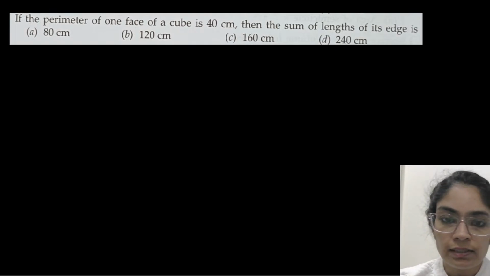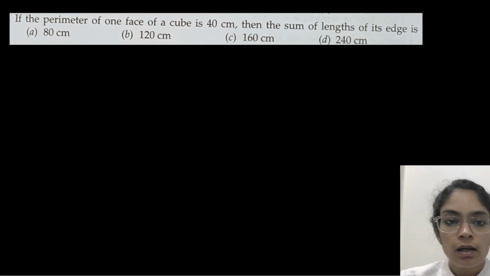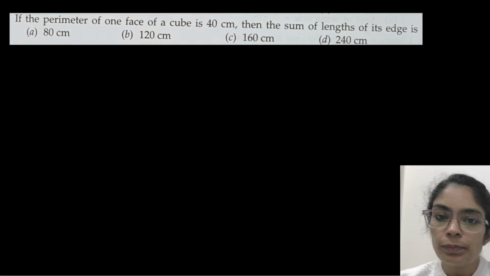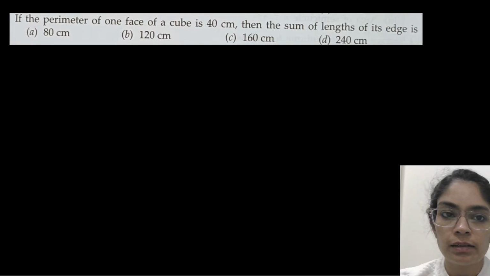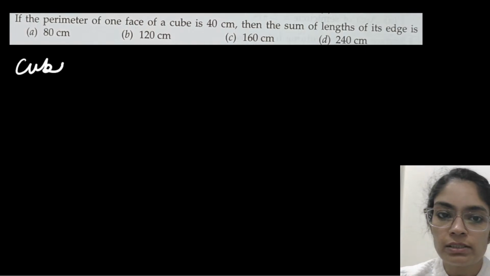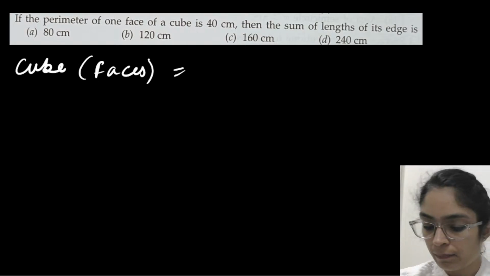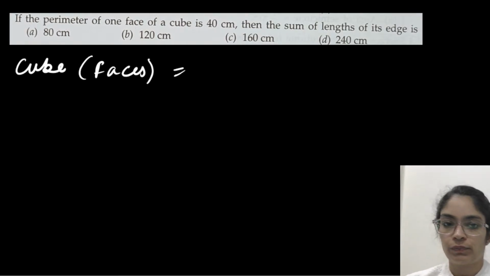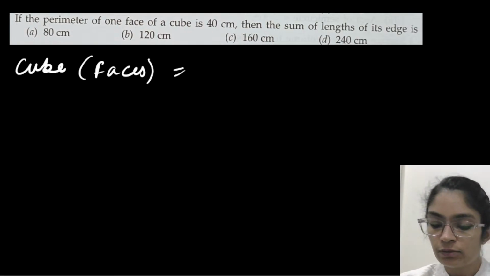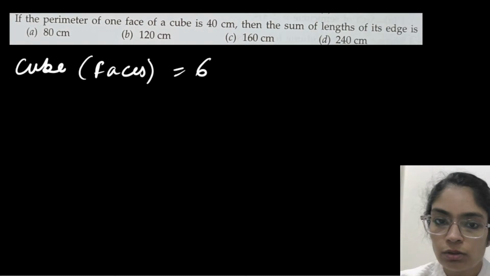What is given to us in this question? The perimeter of one face of a cube is 40 centimeter. Then the sum of the lengths of its edges. So perimeter, first of all, how many faces are there in a cube? Because the perimeter of one face of a cube is given to us. So how many faces are there in a cube? Yes, so six faces are there.